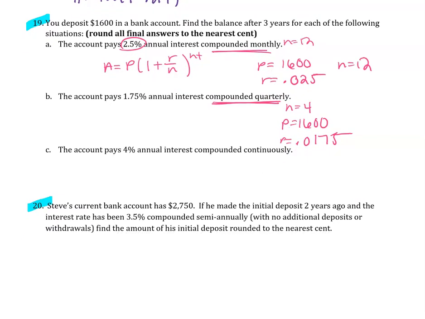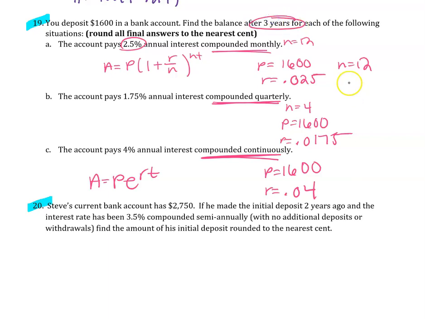Lastly, if our account pays 4% compounded continuously, that's this formula. Where again, initially it's 16,000. Our rate is 0.04, and that's it. Now, something I didn't mention for each of these, because it's consistent among all of them, is T is 3 for all of them. So just plug these all in your calculator and compare. You guys can check the answer key on bits for that.